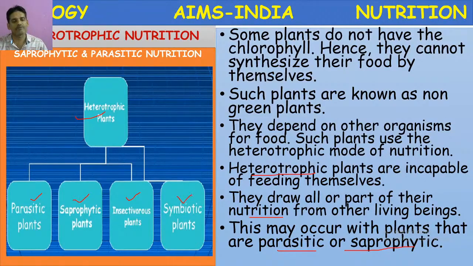Then symbiotic plants, here the plant may depend on another living organism. This is also a heterotrophic nutrition. Two different organisms are involved. In symbiotic nutrition, both the organisms are benefited. Symbiotic association, they are called symbionts. Let us study in detail.